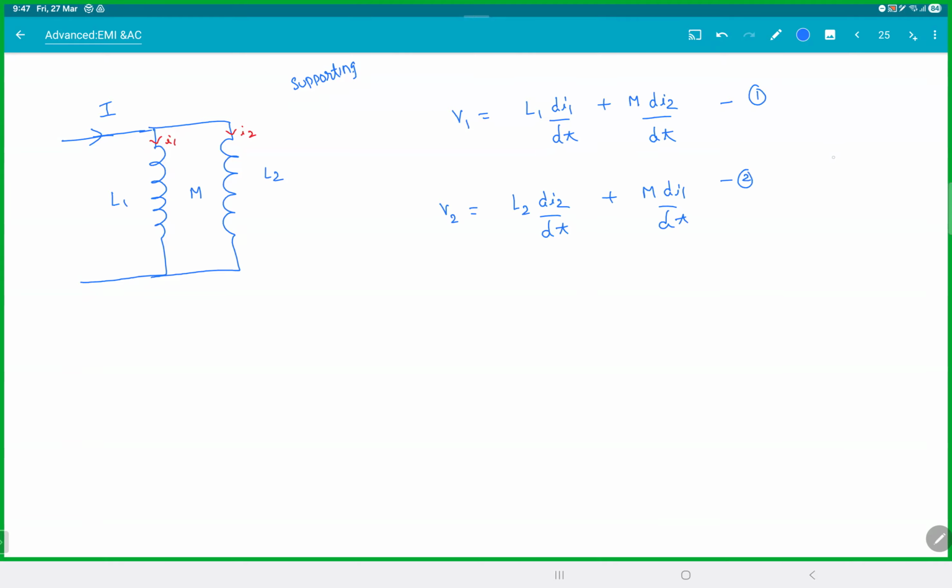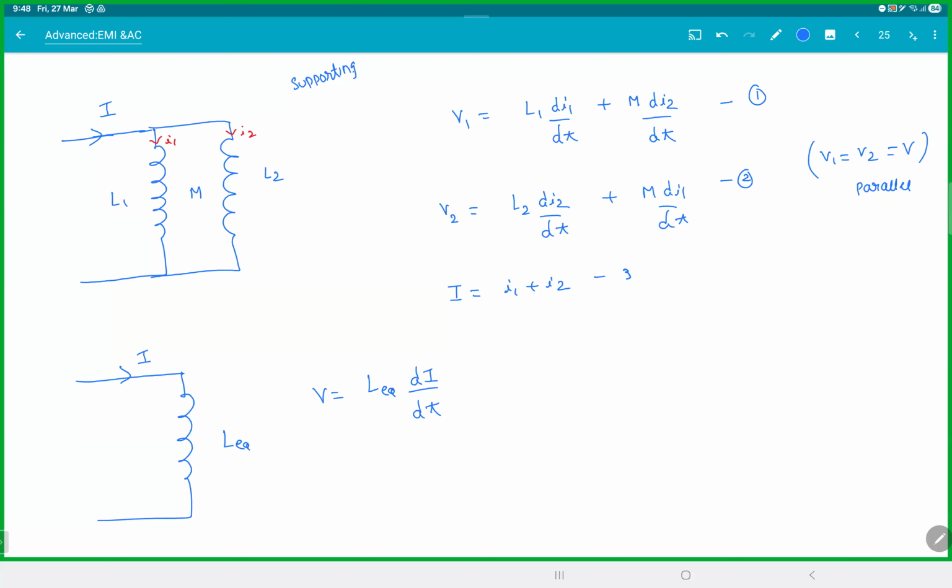Now, because both are in parallel, V1 is equal to V2. And we also know current I is equal to I1 plus I2. So if you differentiate this, now what you want to do is replace this with a single inductor, L equivalent, the current is I, and you want to write V is equal to L equivalent di by dt. Again, this V is the same as V1, V2. So V1, V2 is equal to V. This is your equation 3 and this is the other, 4.